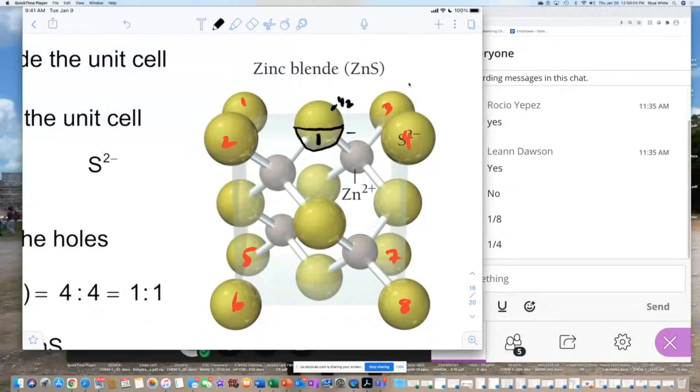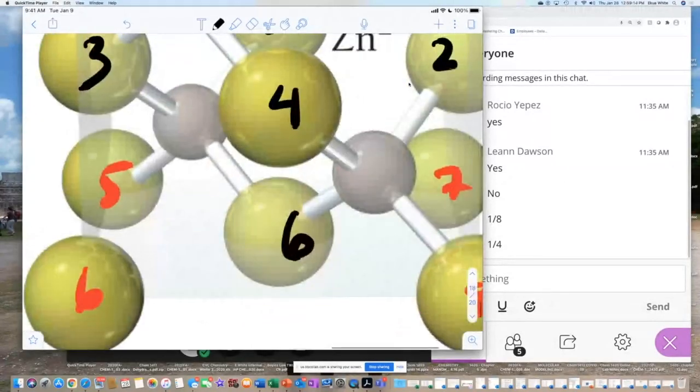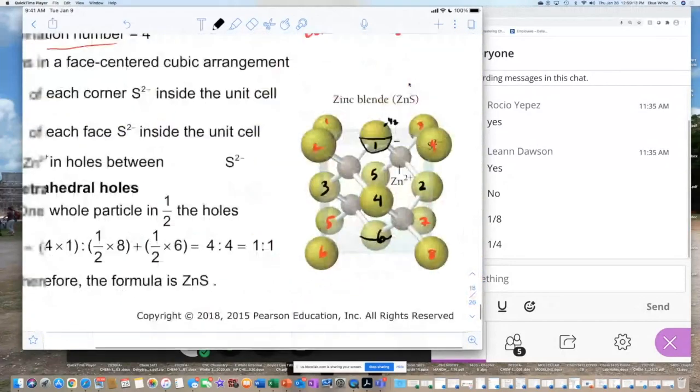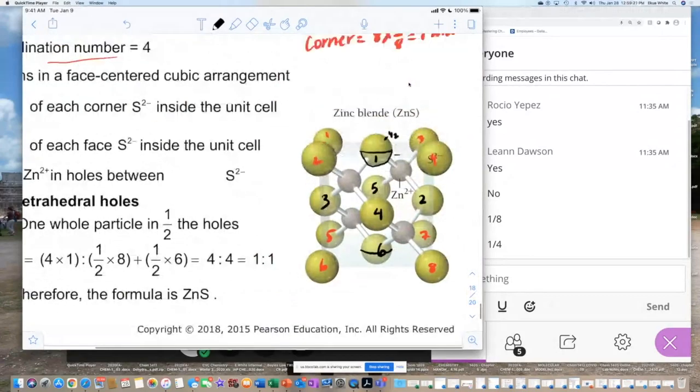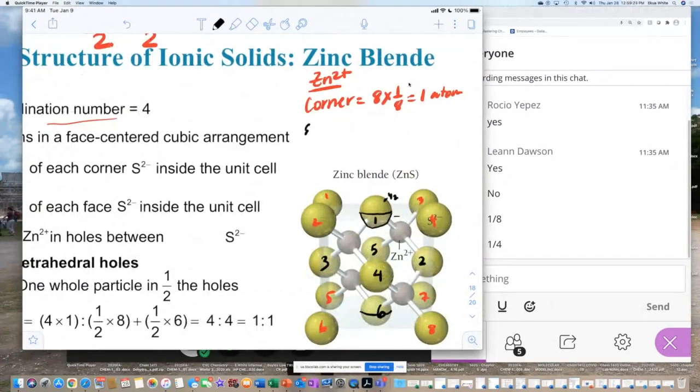So I see 1, I see 2, I see 3, 5, 6. This is also half. If you look at that right there, right? It's about a half inside the unit cell. So what I see here is, oh, I forgot what this was. What's the thing called? Face. Face pieces, right? I see 6 face pieces and each of them is worth 1/2. This is 3 atoms.